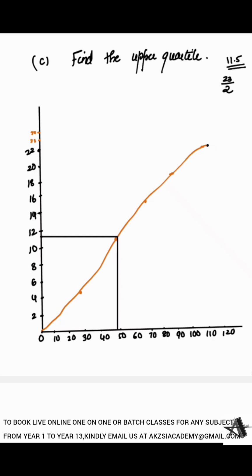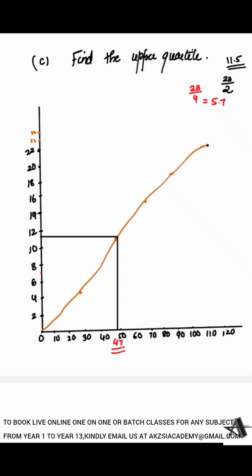It would give you somehow, I would say, 50 or 48 or 47. So that's going to be your median. For lower quartile, you need to divide it by 4. So 23 divided by 4, I'm taking an approximation of it, will give you approximately 5.7.